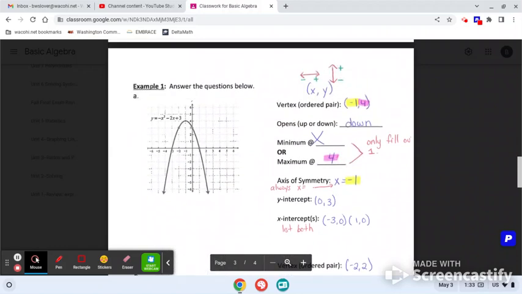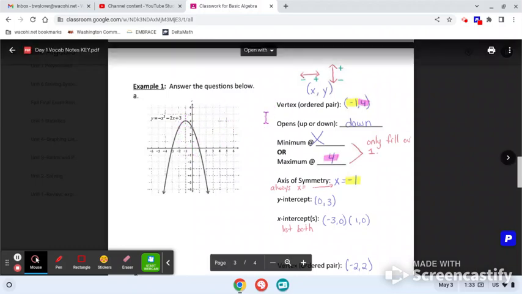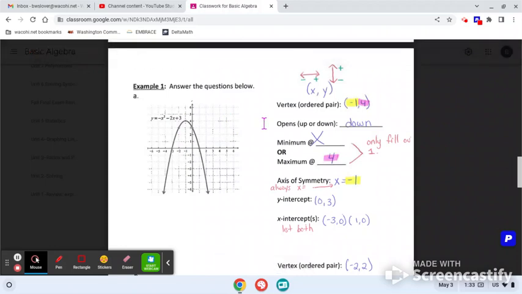So example 1 is asking you to answer the questions below. So my vertex is right there. It's at the top. So I went left 1 and up 4. So that's why my vertex is -1, 4. It's opening down. It looks like a frown. So because it's opening down, that means I have a maximum.